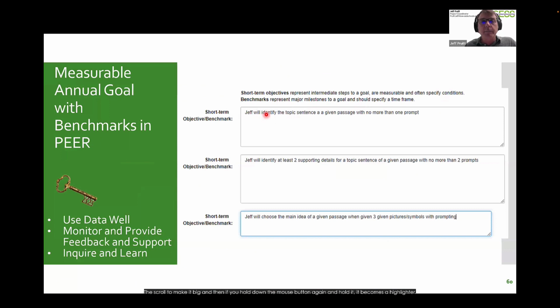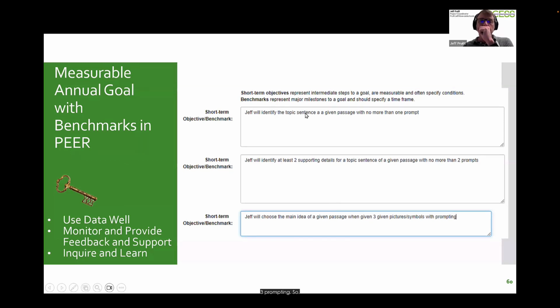becomes a highlighter. So Jeff will identify a topic sentence of a given passage with no more than one prompt, at least two supporting details of a topic statement with no more than two prompts. He will choose the main idea of a given passage with 3 prompts.